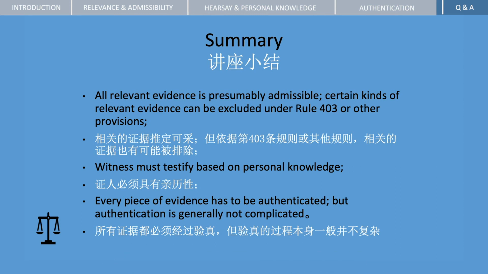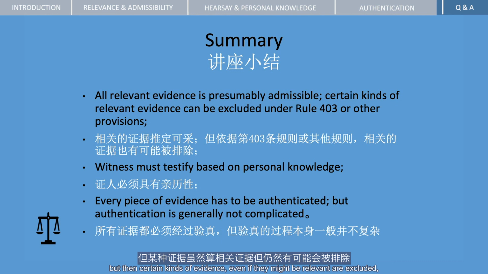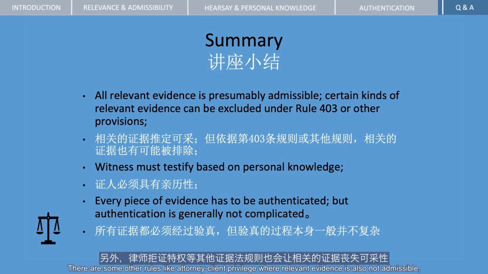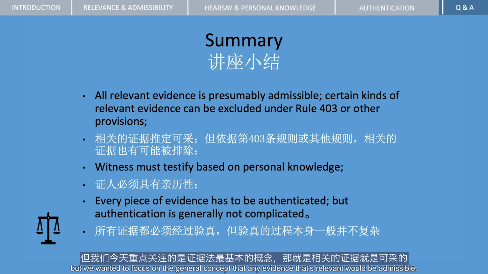But then certain kinds of evidence, even if they might be relevant, are excluded either because they're not reliable, like a hearsay statement, or because of some other consideration of unfair prejudice. There are some other rules like attorney-client privilege where relevant evidence is also not admissible, but I wanted to focus on the general concept that any evidence that's relevant would be admissible.